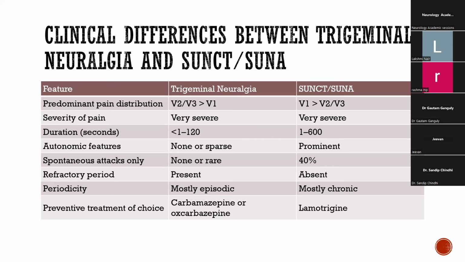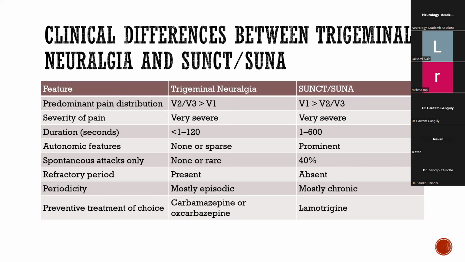So trigeminal neuralgia usually affects the V2, V3 distribution, whereas trigeminal autonomic cephalalgias usually affect more of the V1 distribution. And the next classical difference will be the duration of symptoms. Usually trigeminal neuralgia attacks will last 1 to 120 seconds, whereas trigeminal autonomic cephalalgia attacks will be of longer duration.